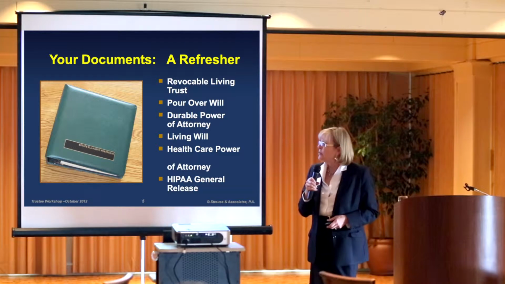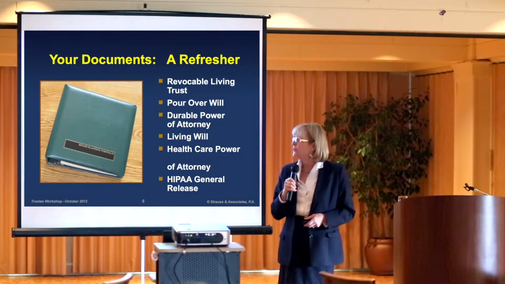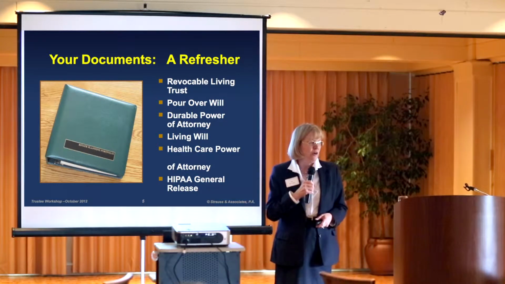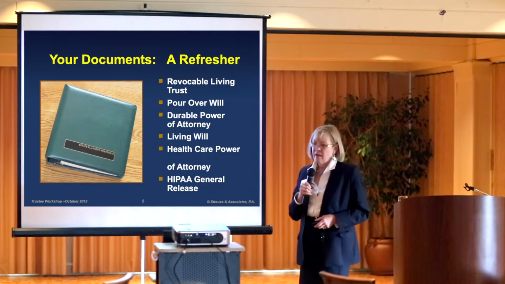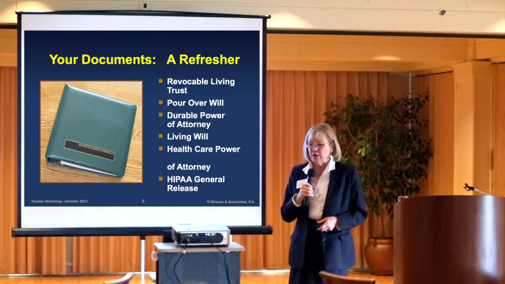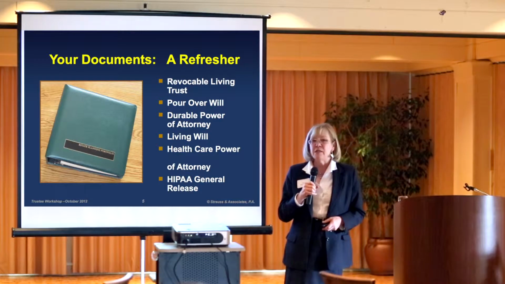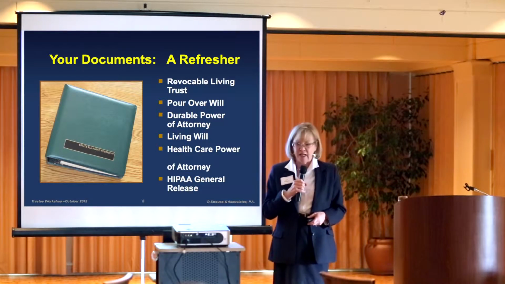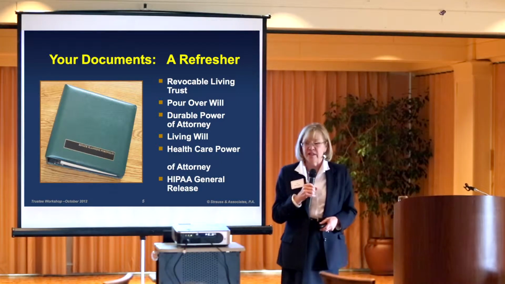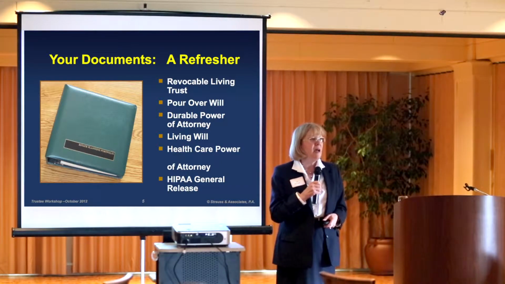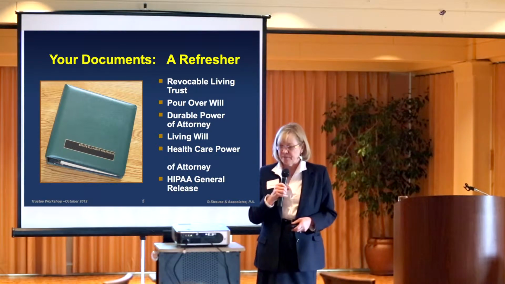Your documents. This is our refresher. You all have a copy of your trust portfolio. It's either green or in some cases red if you've got an older version. Inside that portfolio are a number of documents. The first is your revocable living trust. This is by far your most important document. That's where all of your instructions are to your successor trustees and your beneficiaries about what happens to your assets upon your death or disability.